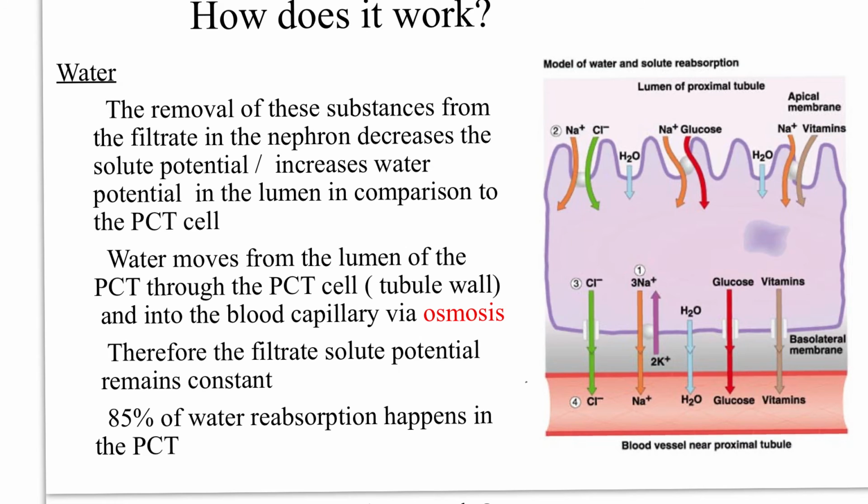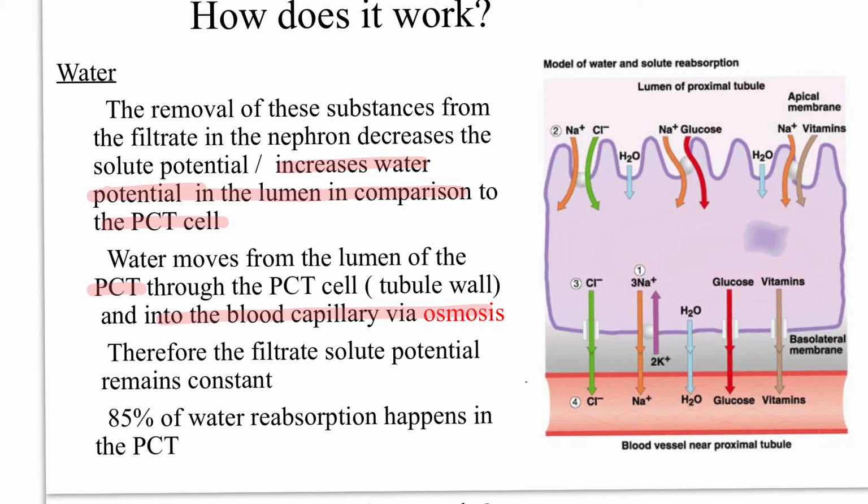So let's just recap how water is reabsorbed. As we mentioned earlier, the removal of these substances from the filtrate in the nephron decreases the solute potential or increases the water potential in the lumen. So now there's a higher water potential in the lumen in comparison to the PCT cell, and water moves from the lumen through the PCT cell and into the blood capillary via osmosis.